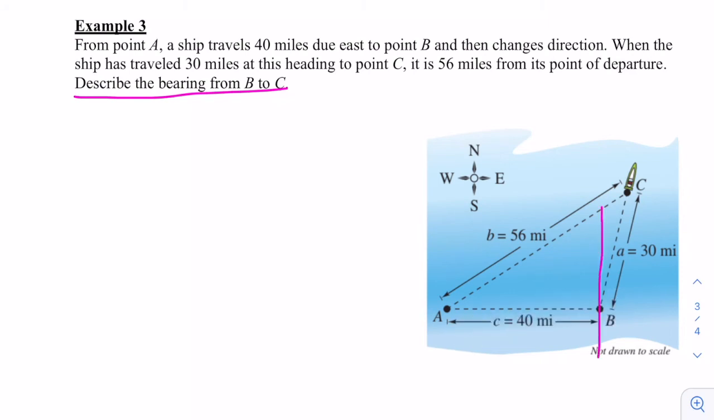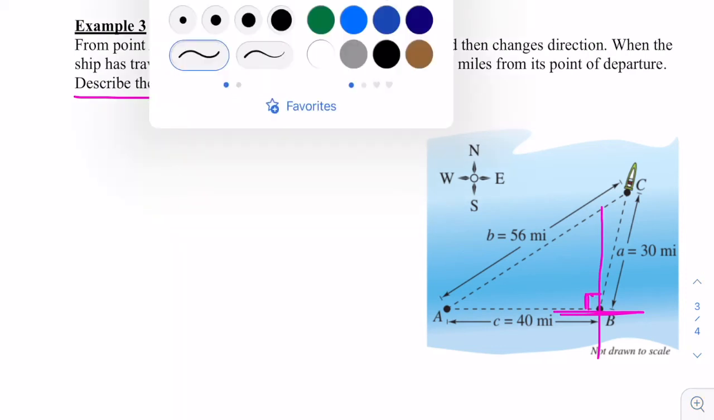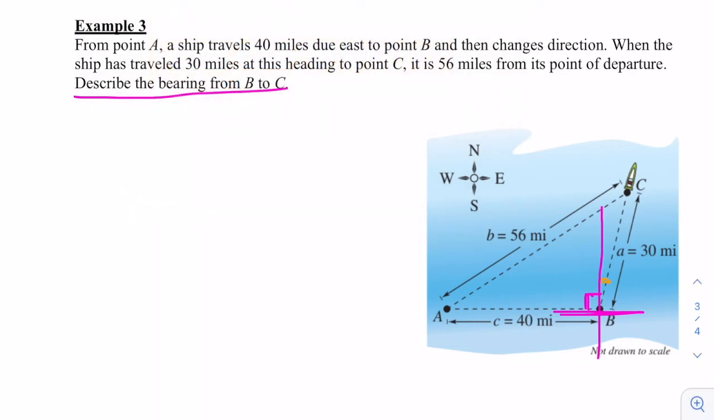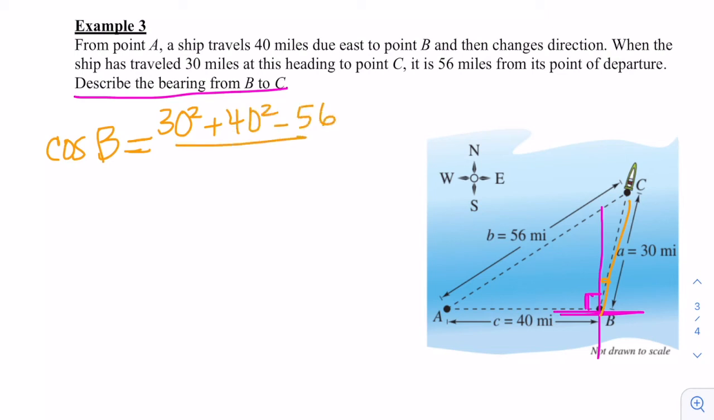And so I'm just going to draw a line here, this north-south line, and we have the east-west line. So really, we know that this angle is 90. And so if we figure out the angle right here, we can get the bearing. So that means that we're going to look at this obtuse triangle, this oblique triangle, and figure out the angle for B first. So we know that the cosine of B is going to equal 30 squared plus 40 squared minus 56 squared over 2 times 30 times 40.